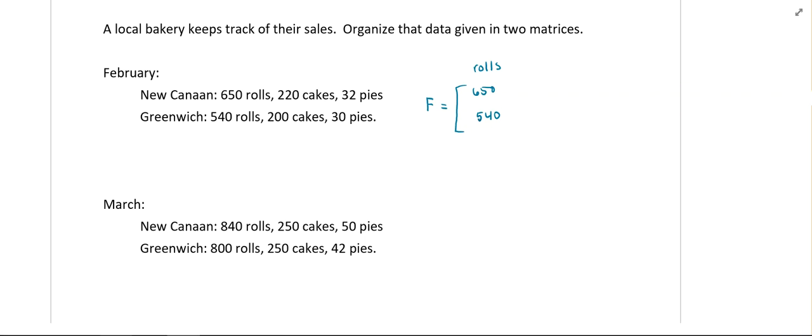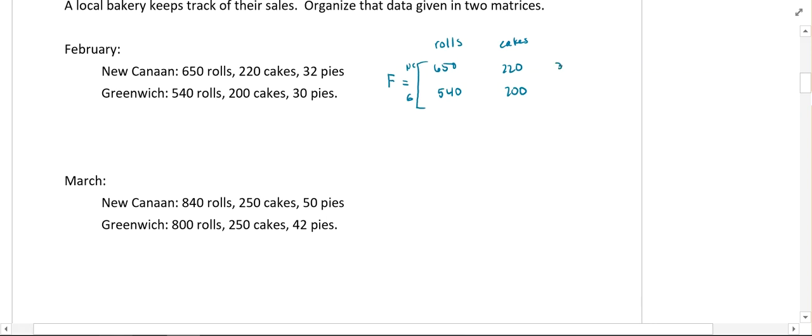So the first column is all of my rolls information. The first row is going to be New Canaan. I'm just going to put the labels on the outside. And the bottom row is Greenwich. Then for cakes, sorry, important distinction there. 220 cakes in New Canaan and 200 cakes in Greenwich. And then 32 pies. Apparently their pies are not a big seller. And 30 pies here. So see how in my February matrix, this first row is all of my numbers from New Canaan, and the second row is all my numbers from Greenwich.